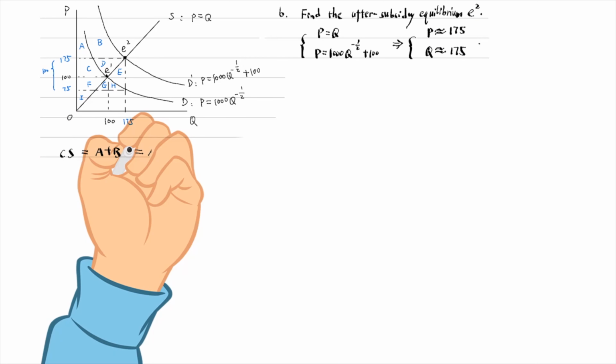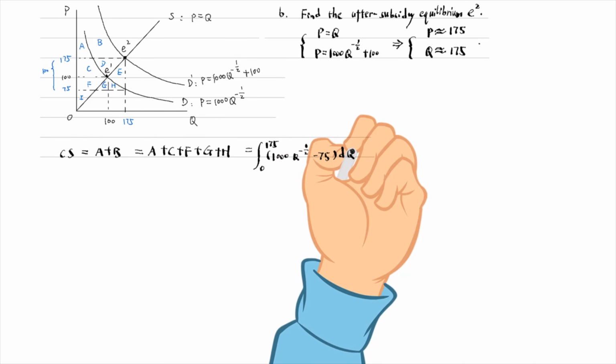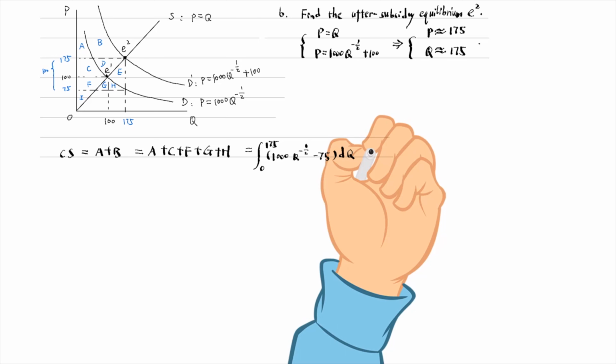The consumer surplus is the area above the price line and below the demand curve up to the equilibrium quantity. It is the area of A plus B. Notice that the area of A plus B equals the area of A plus C plus F plus G plus H. So, the consumer surplus can be found by integrating the difference between the original demand curve and the price line at 75 up to the quantity 175.